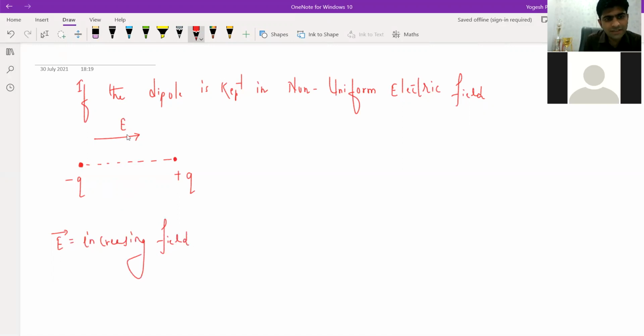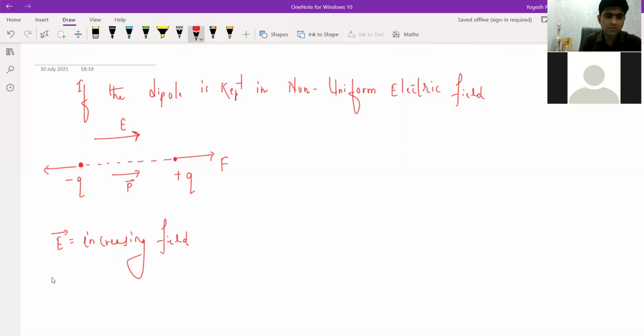Now, if this E vector is increasing towards the right hand side, what will be the direction of force F on this positive charge? Towards right, because the force acts in the same direction in which the electric field is applied for a positive charge, and for a negative charge it will be opposite. And if you see the direction of dipole, the direction of dipole will be in the same direction. This will be the direction of dipole moment. Yes or no? Yes, sir.